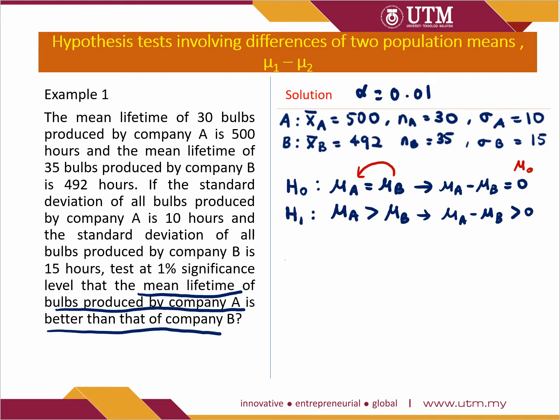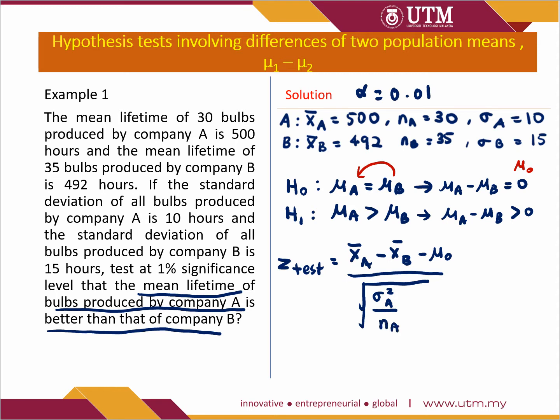Since this is case 1, we use the z-test, where the formula is x bar from the first population minus x bar from the second population, minus mu naught, over the square root of the population variance from the first population over NA, plus the variance from the second population over the sample size from the second population.